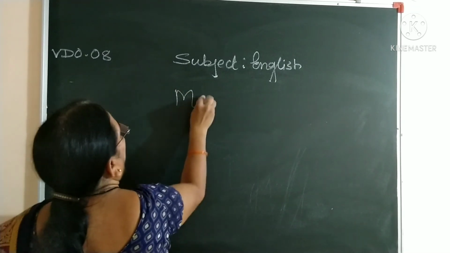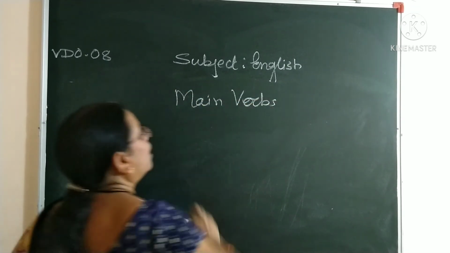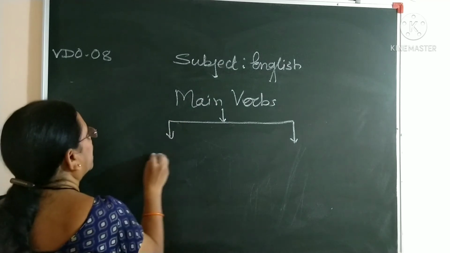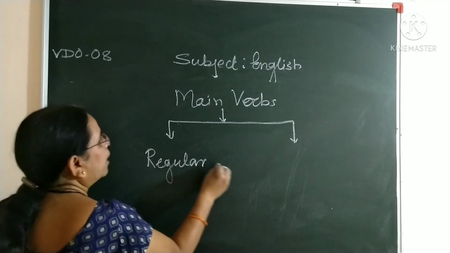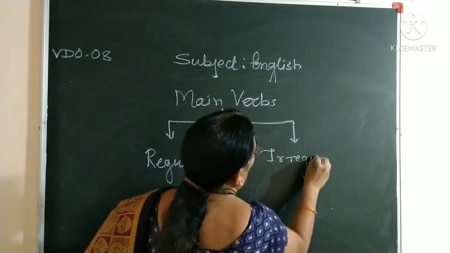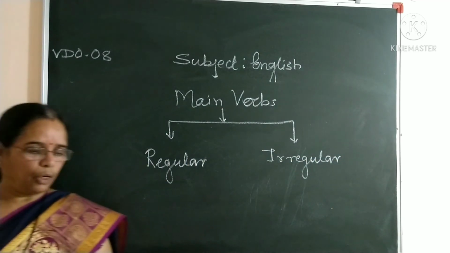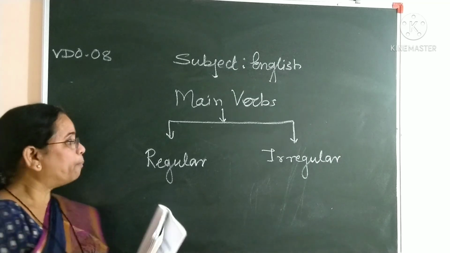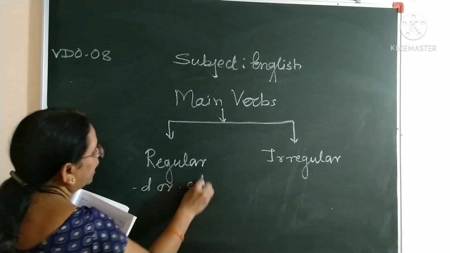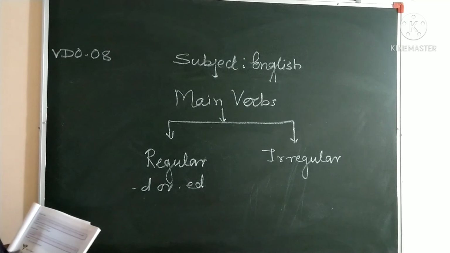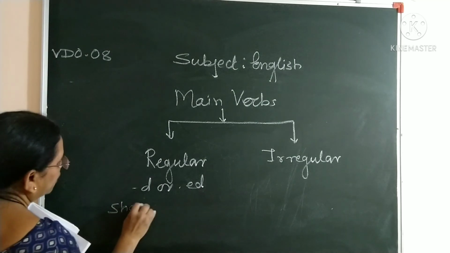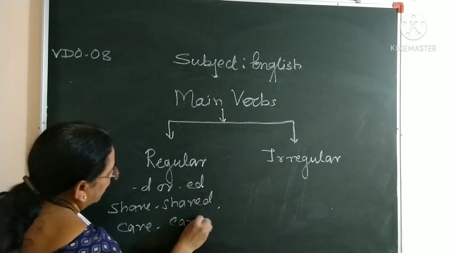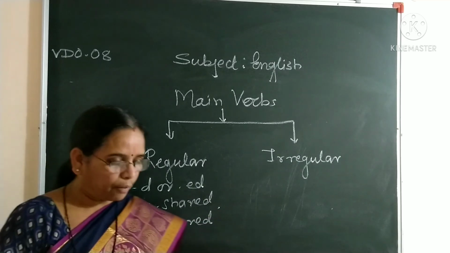According to the structure, there are two types of main verbs. First is regular and second is irregular. Verbs that form their simple past or past participle forms by adding d or ed to the main verbs are called regular verbs. Examples: share, shared; care, cared.